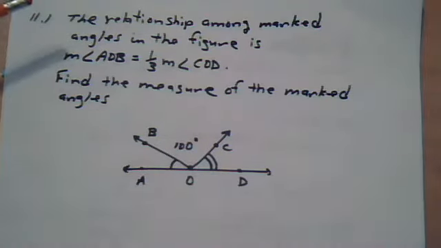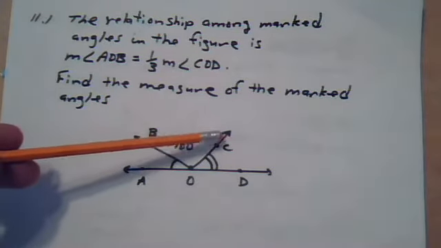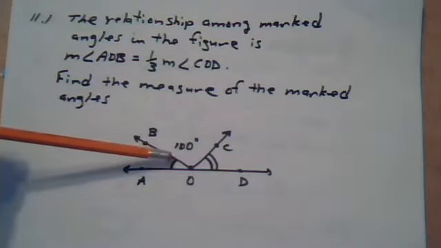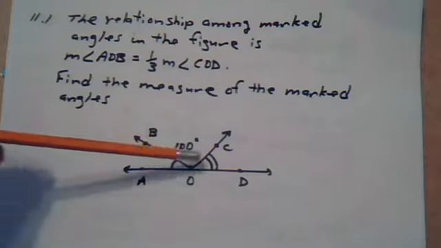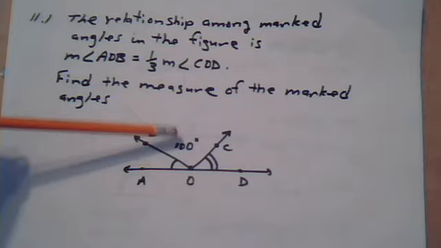Notice how they named the angle AOB, the second one COD. We're supposed to find the measure of the marked angle, so we need to find out what this angle is worth and what this angle is worth. This one in between is worth 100.